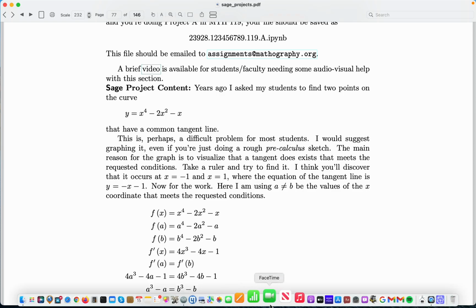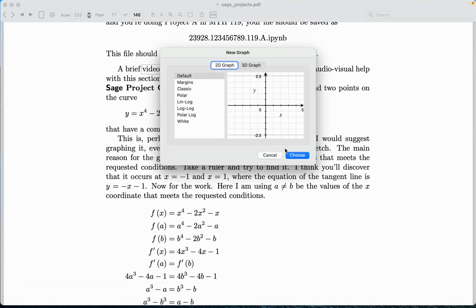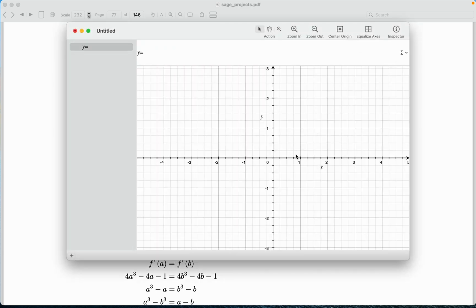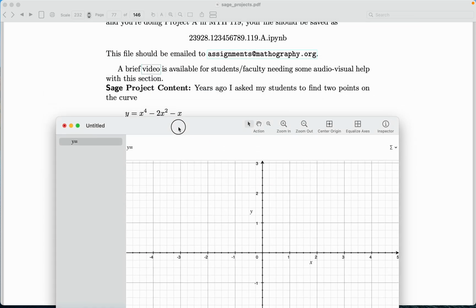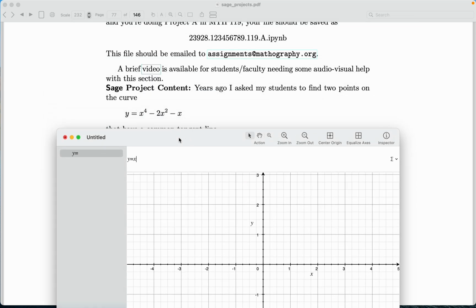I don't think I'd go to Sage to graph it. I just want to go to another application. You really should have a tool chest available to you. And by the way, I'm not saying you can't do this by hand. Certainly in 119, you graph things like this by hand. But here, I'm just using an application called Grapher: 2x squared, and then minus x, right?